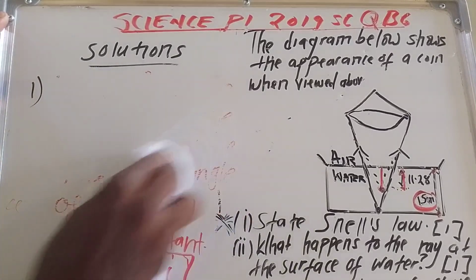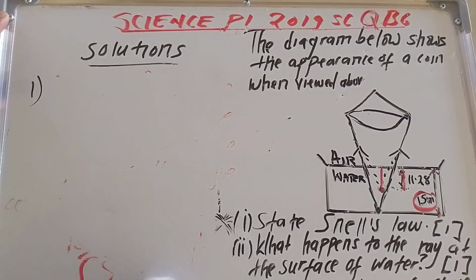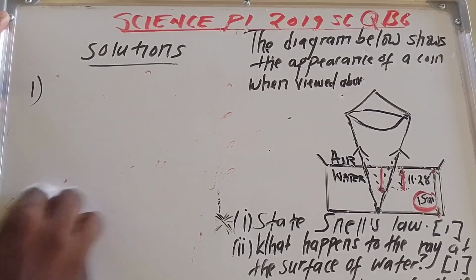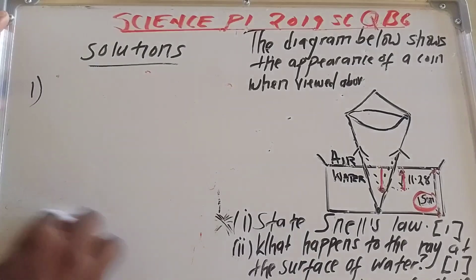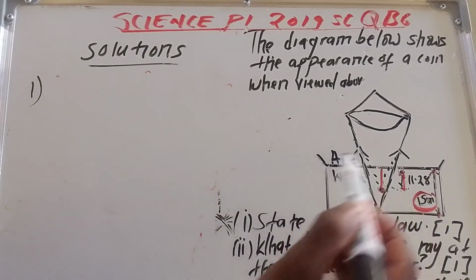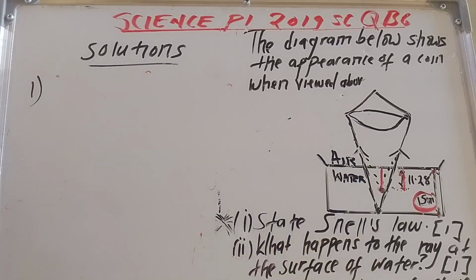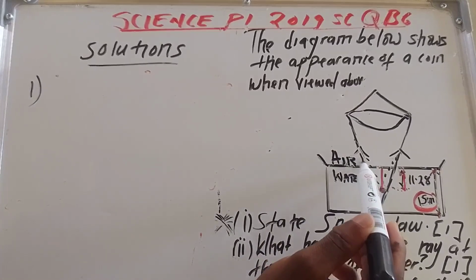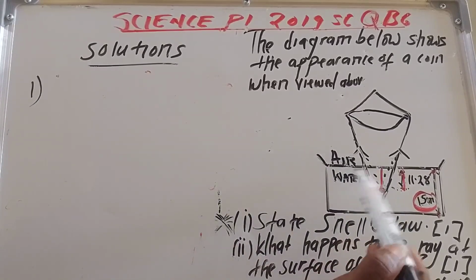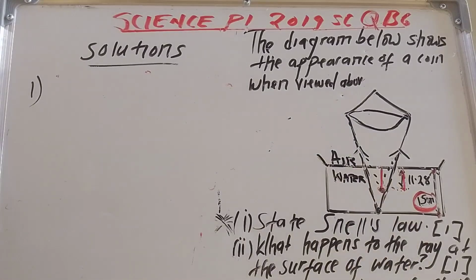Question 2, we have been told to explain what will happen to this ray of light as it passes from this medium, which is water. As you can see from these arrows, this ray is coming from water into the air. So what is going to happen at the surface of the water? This ray is coming from the water into the air.